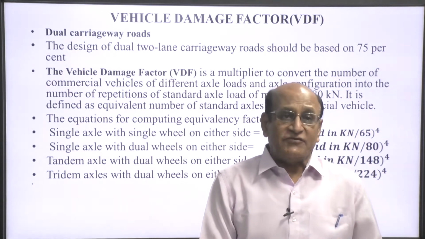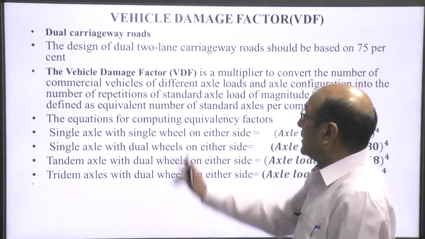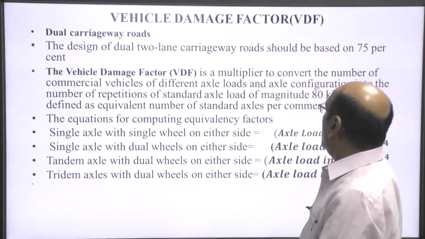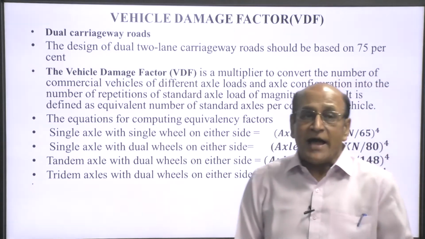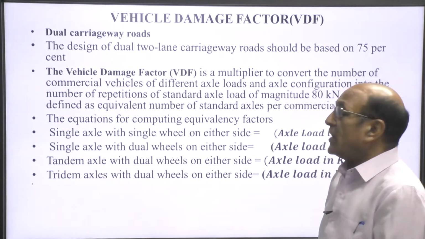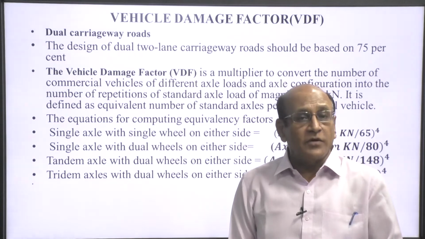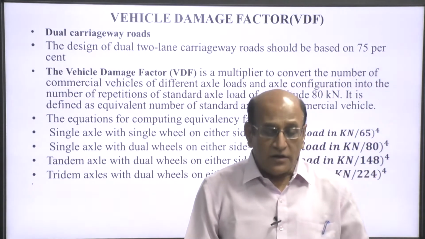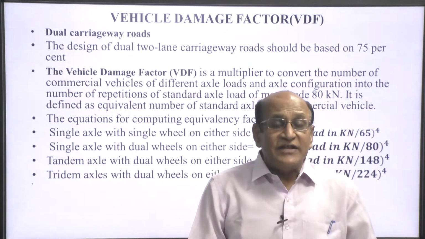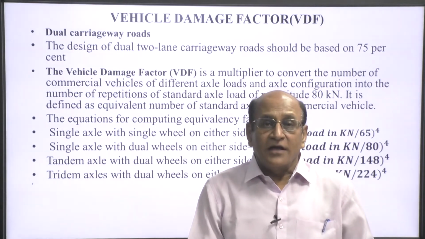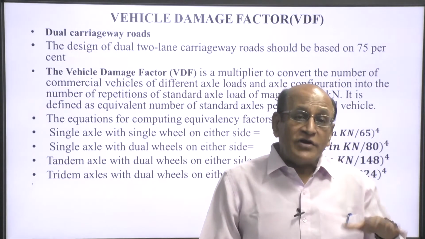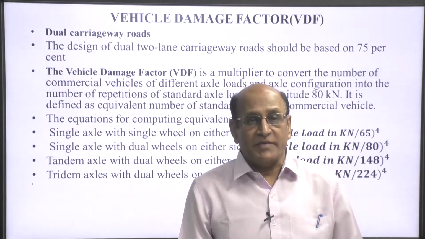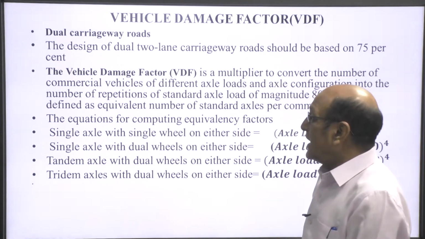For the dual carriageway, the design of dual 2-lane carriageway roads should be based on 75% of the total number of commercial vehicles. So, this is all about the lane distribution factors, meaning how much effective load is coming on the road, that will be decided by the lane distribution factor.